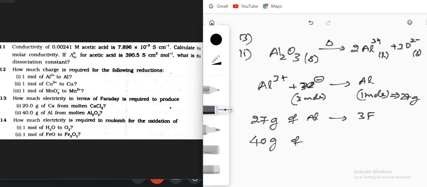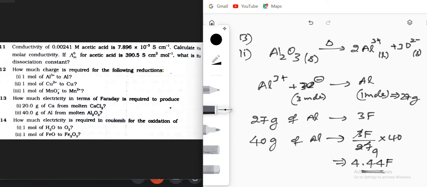To get 40 gram of aluminium, that's what they are asking, how much charge is required? 3 Faraday divided by 27, into 40. So this is 40 by 9. Can you tell me what will be the rough value? 40 by 9? 4 point? Roughly 4.44 something. 4.4, sir. Very good. That's all.